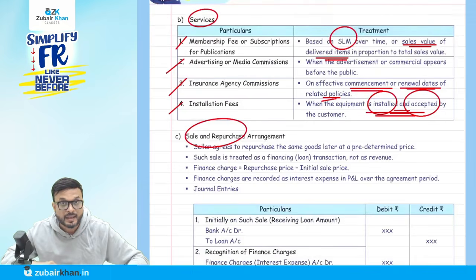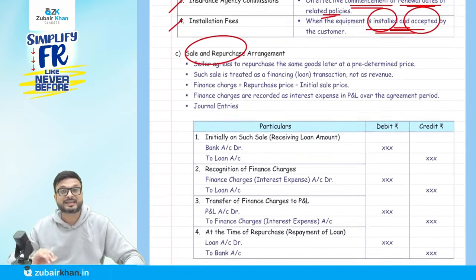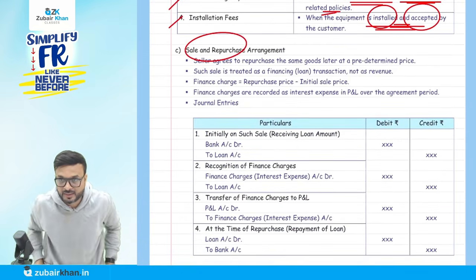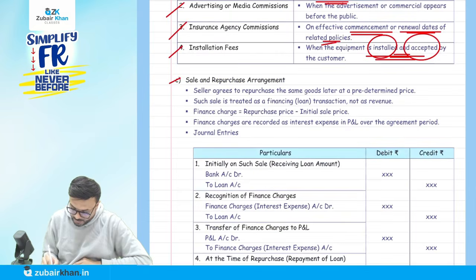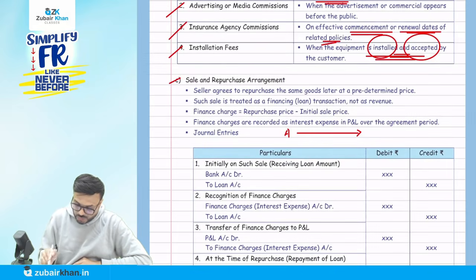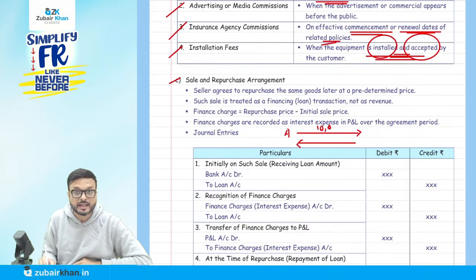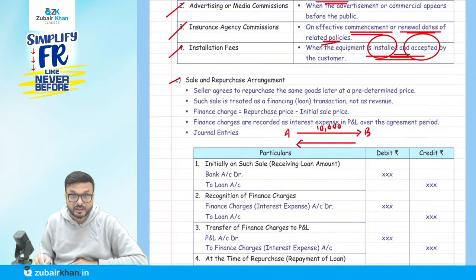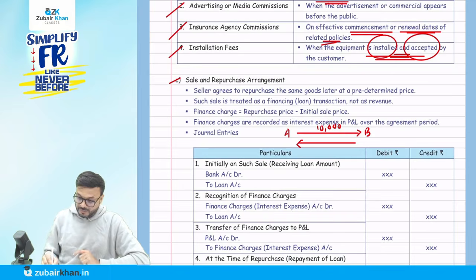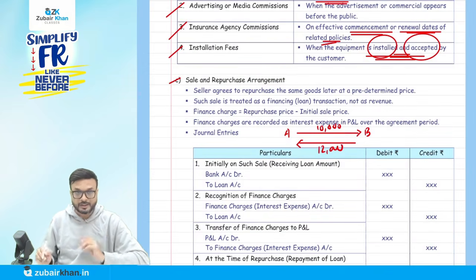Now the last part, that is sales and repurchase arrangement. What is this arrangement? For example, Mr. A sold goods to B at 10,000. Then again the same goods are repurchased from B at 12,000. Now what does it mean? Let's take an example.